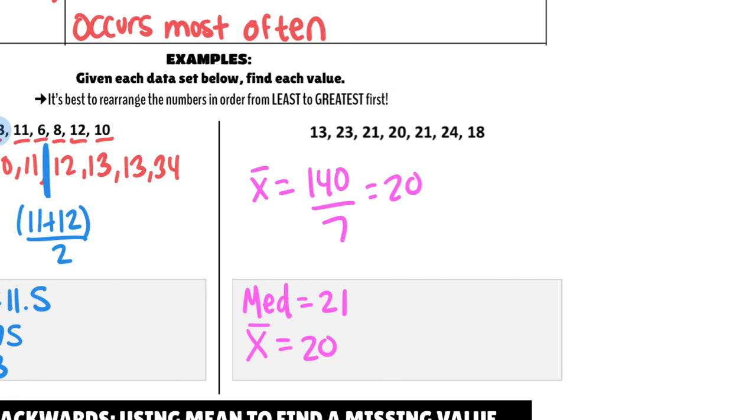And then the mode. It looks like 21 occurs twice, and that's the only one that repeats. So the mode would be 21. Remember, sometimes a data set can have 2 modes. So, for example, if 18 were to occur again, this would be what we call bimodal, and it would have 2 modes, and you would list both of them.